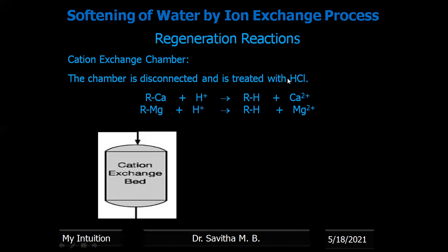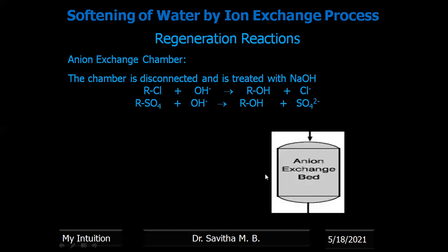When you pass hydrochloric acid, the calcium will be replaced by the H plus ions of HCl. The water which comes out will be rich in the cations released from the resin, but the resin is ready for use. Similarly, for the anion exchange chamber, after disconnecting, you have to pass sodium hydroxide. When you pass sodium hydroxide, the sites filled with chloride or sulfate anions will be exchanged with hydroxyl ions, and the resin is now ready for use.